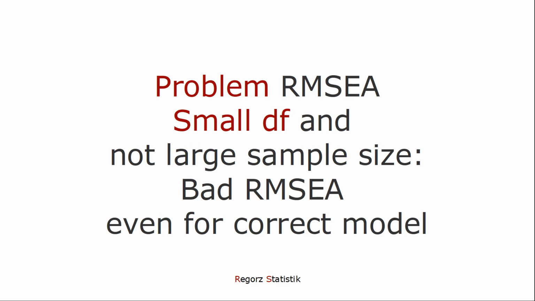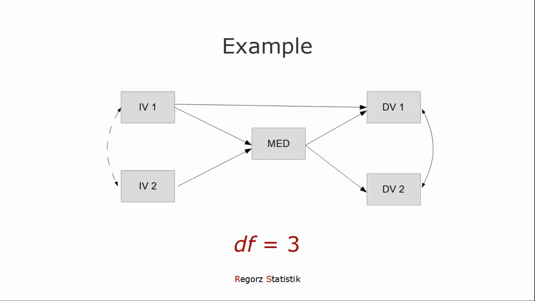In models with small degrees of freedom and not a very large sample size, you could get a bad RMSEA above those cutoff points, even for a correct model. Let's look at an example. I first stumbled upon this problem with this simple path model. I had two independent variables, one mediator, and two dependent variables. This model has 3 degrees of freedom, and I ran a simulation with this model. So I knew the data was produced by this model. This was the correct model.